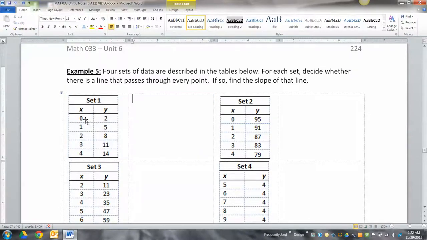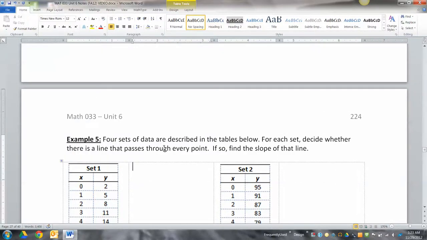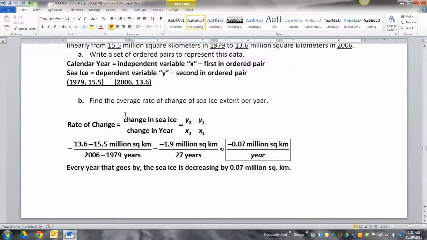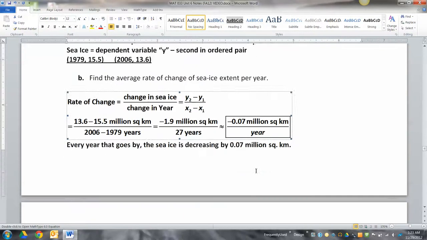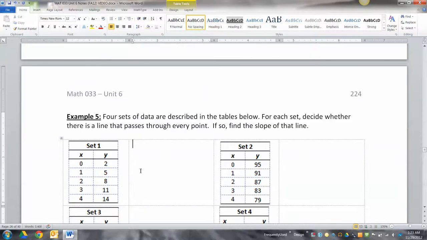As x goes up by one, from 0 to 1, 1 to 2, and so on, look at your y value. It goes from 2 to 5, 5 to 8, 8 to 11, 11 to 14. What's happening? Well, we're increasing, right? And we're increasing by the same amount every time. That's the hallmark of a linear relationship, like what we see here. This is a linear relationship. It's got this sea ice thing that's going down by 0.07 every year, no matter what. That's a slope, that's a rate of change. So this is linear for this one.